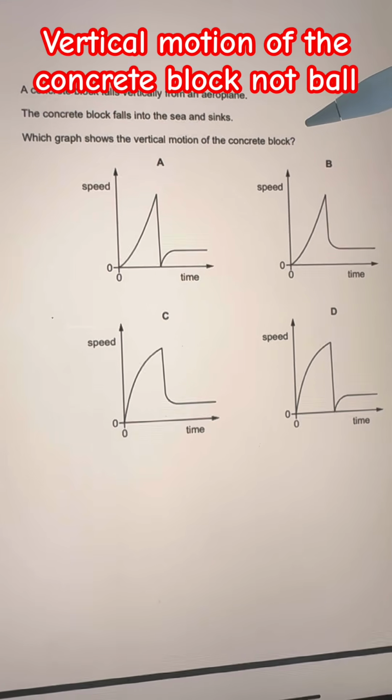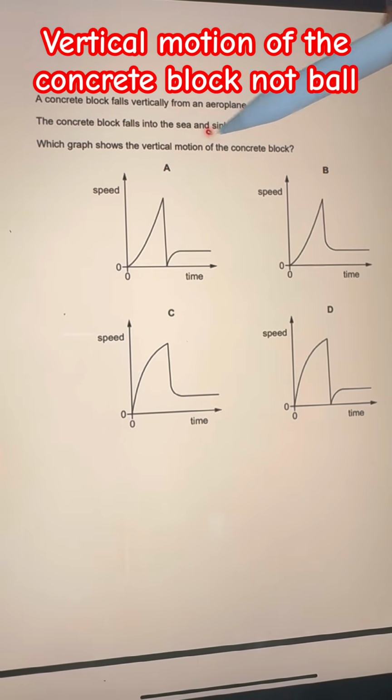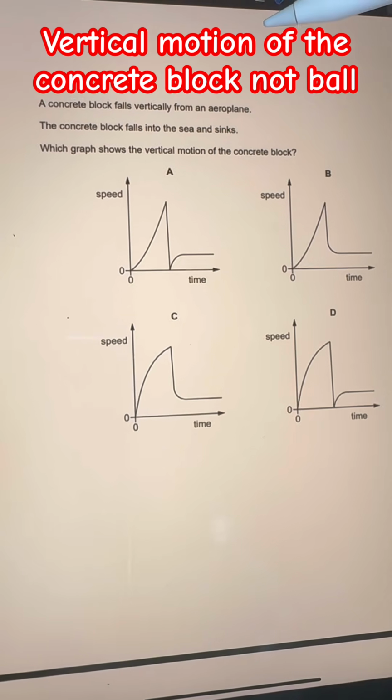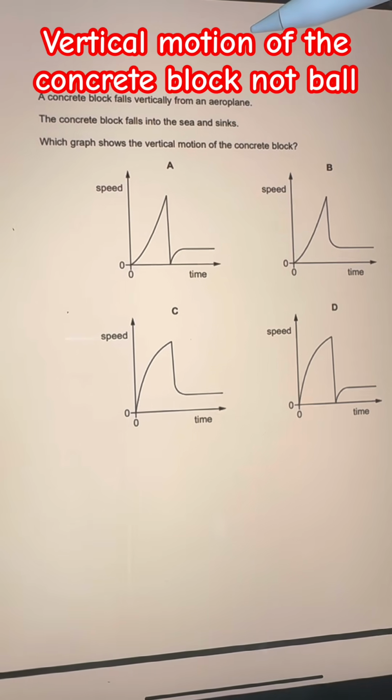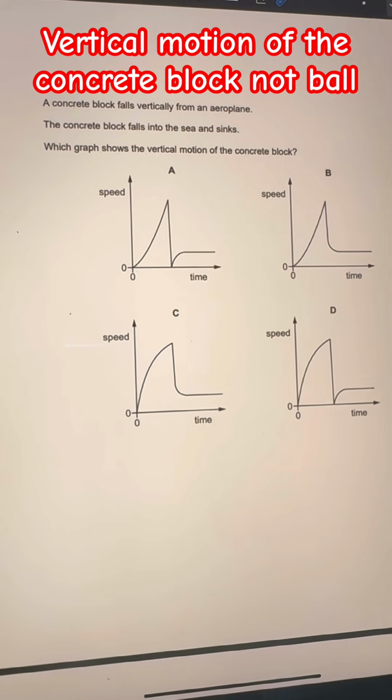A concrete block falls vertically from an airplane. The concrete block falls into the sea and sinks. Which graph shows the vertical motion of the concrete block? So we have speed with respect to time in all of these graphs.